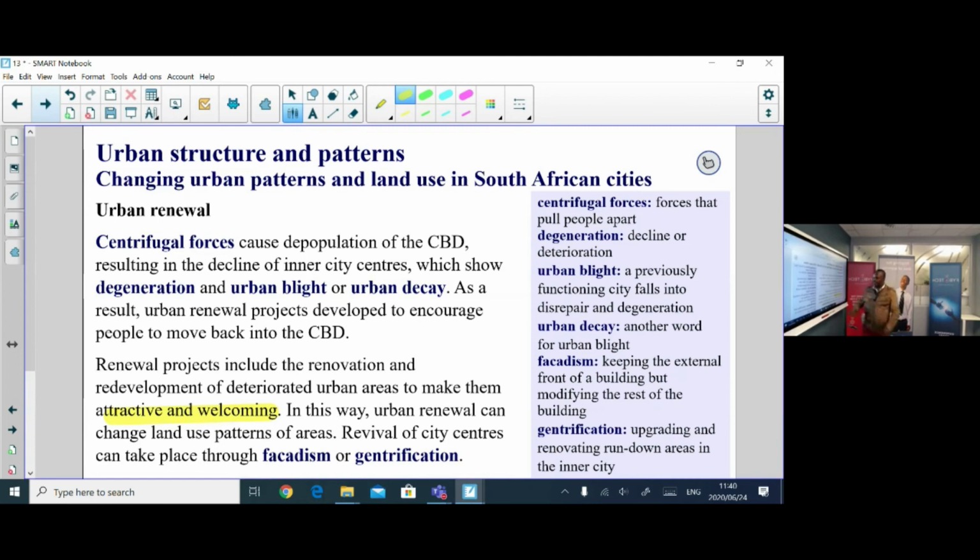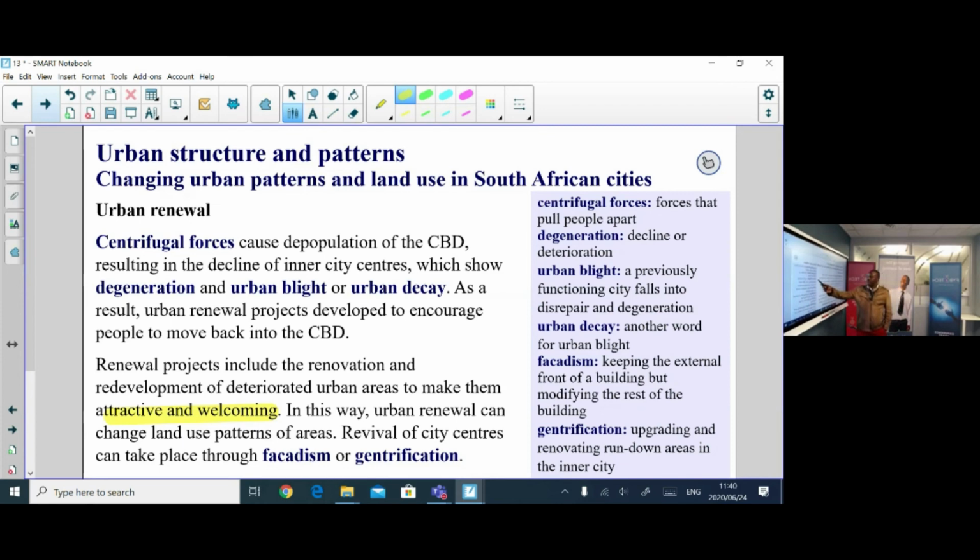When we talk of facadism, we mean keeping the external front of a building, but modifying the rest of the building. So you keep the external front of a building, but you modify the rest of the building. Then gentrification is upgrading and renovating rundown areas in the inner city.